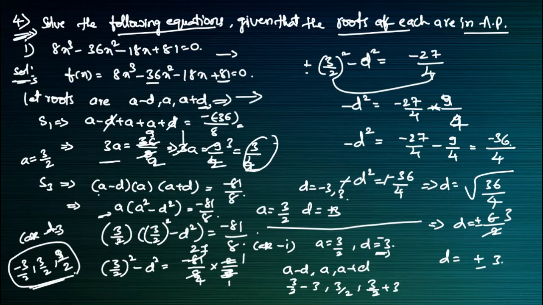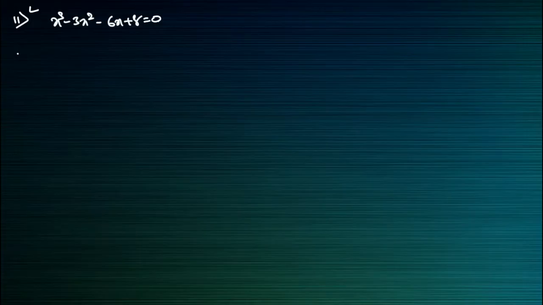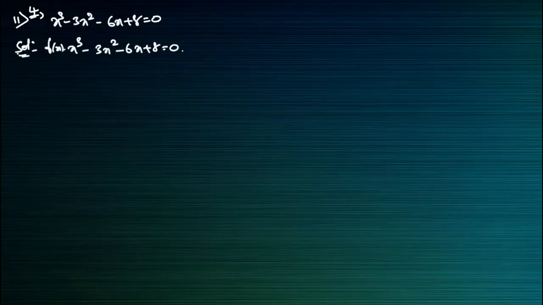Now moving to the fifth question here. In the fourth question only, there is a second question also there. So that is the second question solution here. x cube minus 3x square minus 6x plus 8 is equal to 0. Okay? So we will think that f of x is equal to 0, this one.